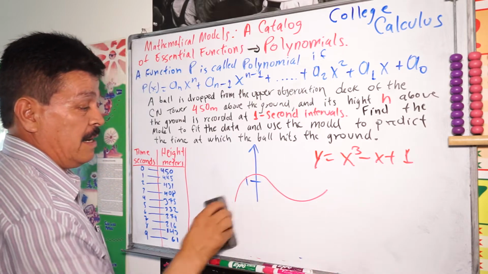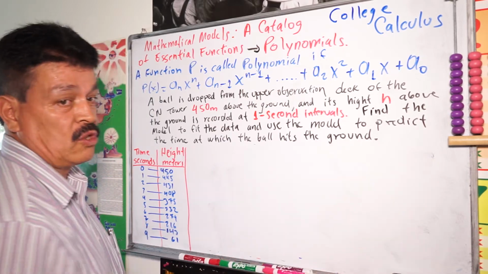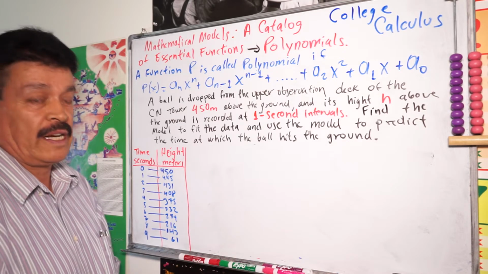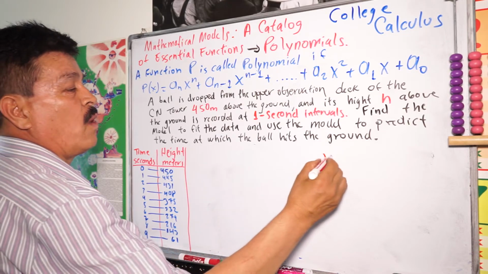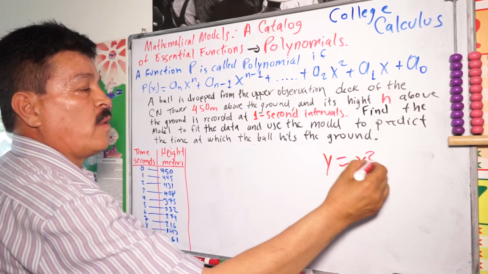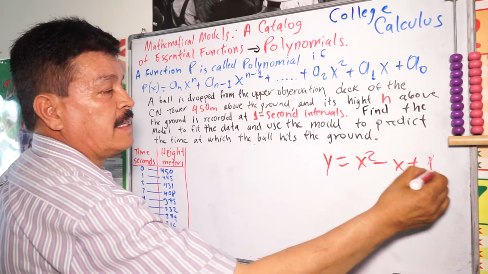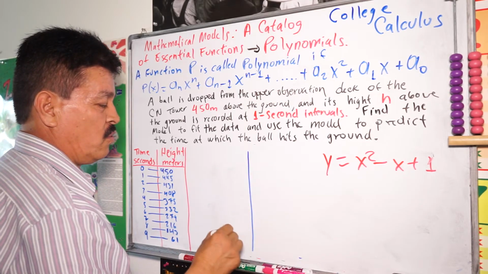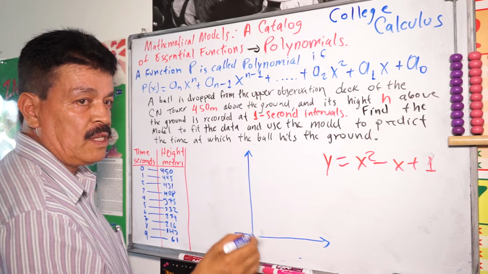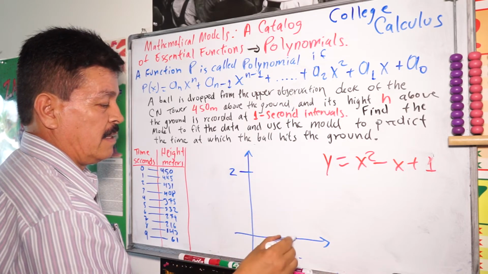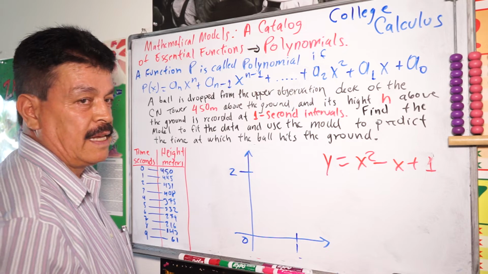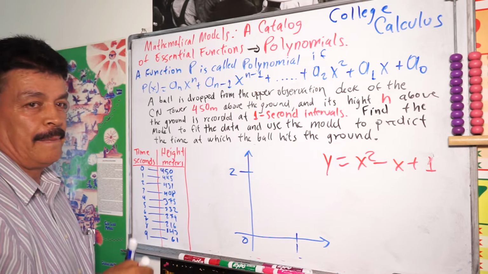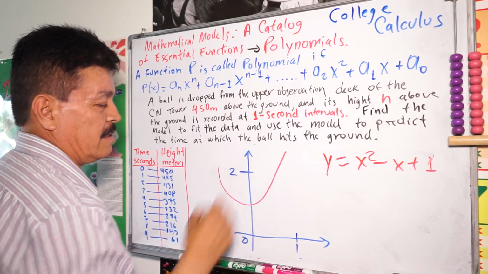We have another polynomial. Also, we have to talk about a quadratic function like this one: y equals x squared minus x plus 1. This is a quadratic function. When you make a graph of a quadratic function like this, you are going to have here 2 and then 1, something like this. The graph for this function is like this.